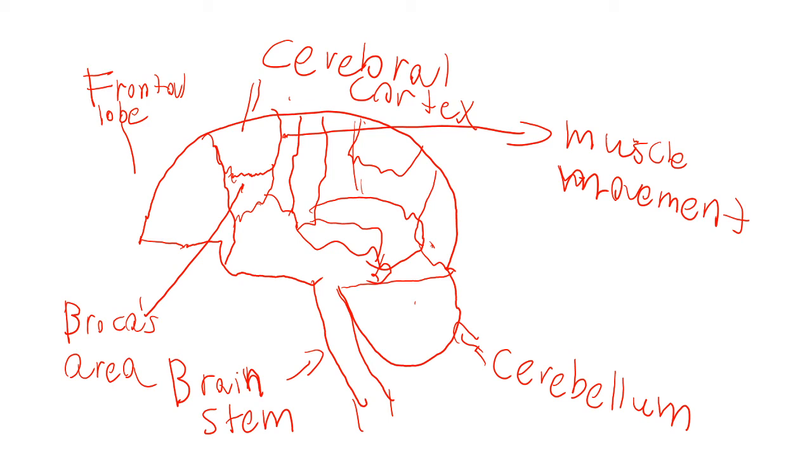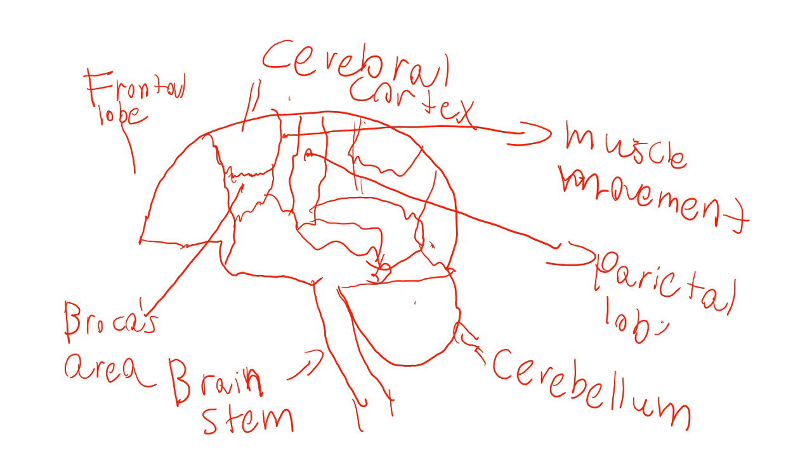And over here we have the parietal lobe. Extremely important part of the brain. Again, this is all the sensory information. You know, very basic stuff. So if someone touches you, parietal lobe. Very important part of the brain.